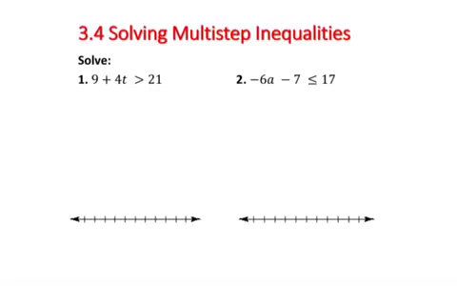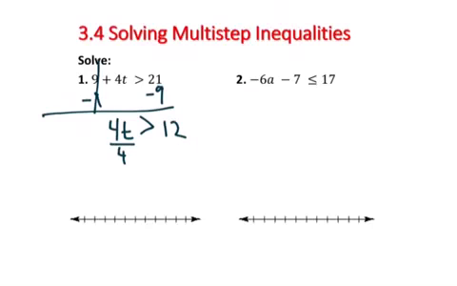Alright, so first we will minus 9 to both sides. So subtracting 9 to both sides, 9's go away. 4t, bring down greater than 21 minus 9 is 12, so divide by 4, and t is greater than 3. So graphing that on the number line, we have 3. It's greater than, so it's an open circle, and greater than 3, so we're shading to the right.